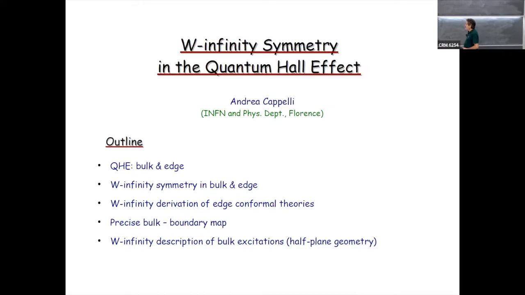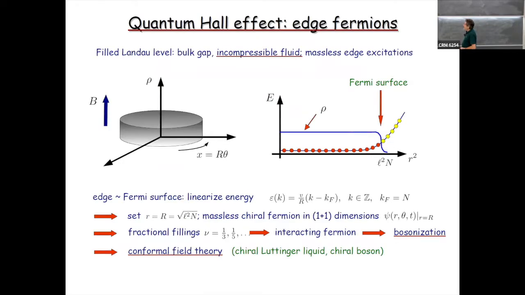But first, I have to review something about the quantum Hall effect and the way the symmetry manifests itself in the bulk and the edge. When it goes to the edge, you can say something about the conformal field theory you have at the edge, and then we try to see how it extends to the bulk to some extent, in the bulk with the boundary. So it's half-plane geometry. Let me remind you of some basic facts about the quantum Hall effect.